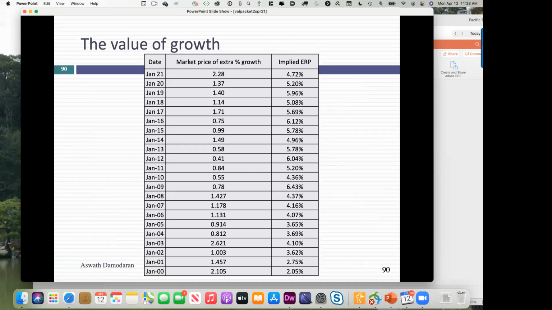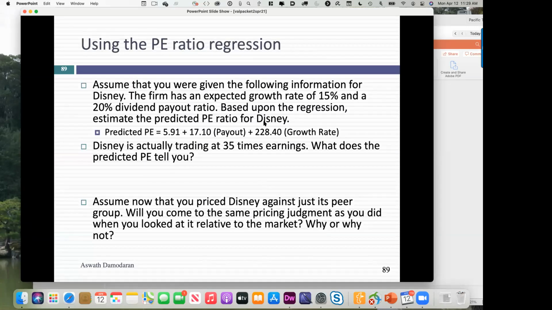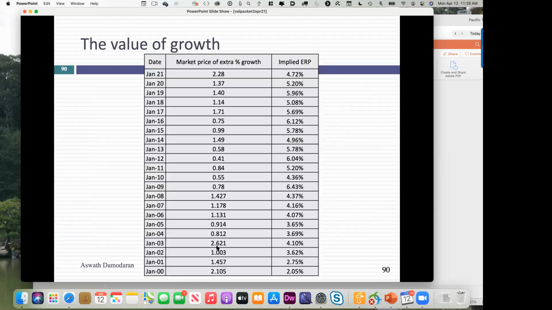Now, what are the variables I've kept track of over time in these regressions? If you look at the coefficient on growth rate, 228.40, I've tracked that coefficient going back to 2000. And let's go back to 2000. In 2000, the market was paying 2.1 for every extra 1% of growth. It was paying a high price for growth, wasn't charging very much for risk. The risk premium was low, and the price that market was paying for growth was really high. This was nirvana for high growth, high risk companies. Do you see why? The market's paying a huge premium for growth, not charging very much for risk. That's the peak of the dot-com boom.